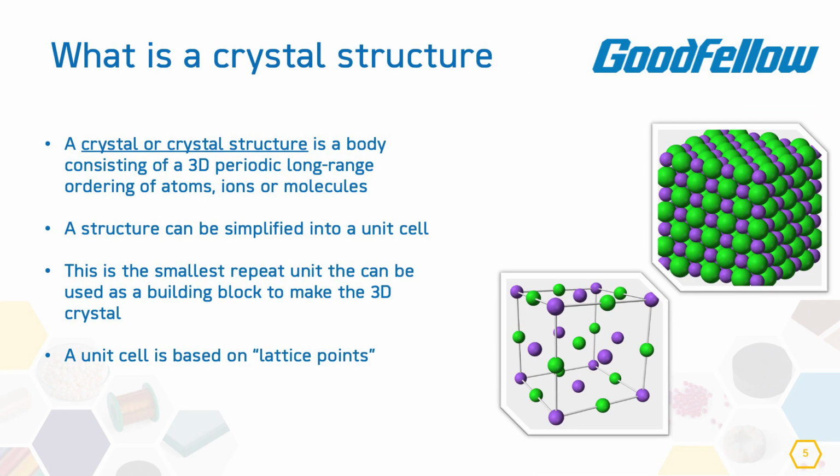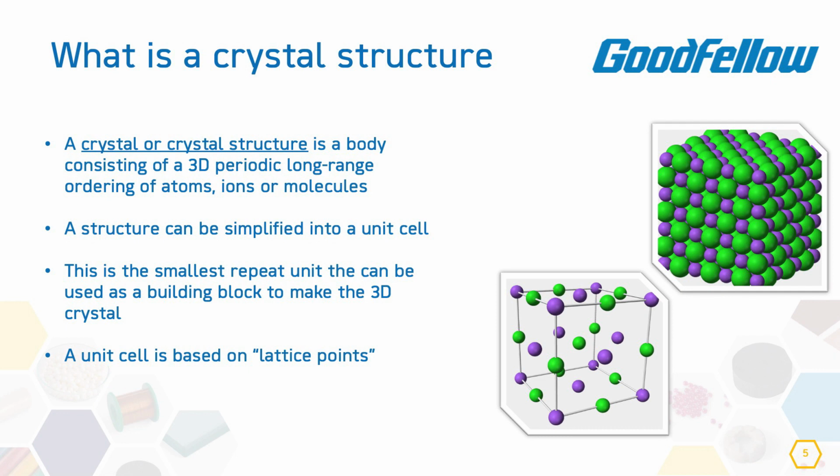Since I mentioned Perovskites have a related crystal structure, I thought I'd introduce what I mean by the term crystal structure before moving on. A crystal or a crystal structure is a body consisting of a 3D periodic long-range ordering of either atoms, ions, or molecules. An example of a crystal structure can be seen in the image on the top right.